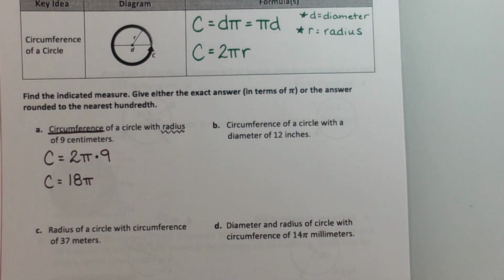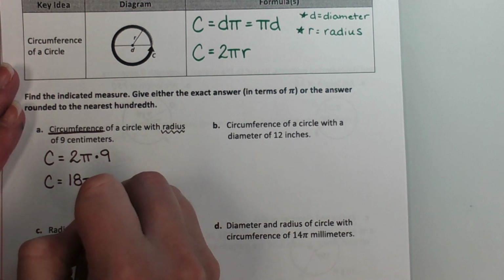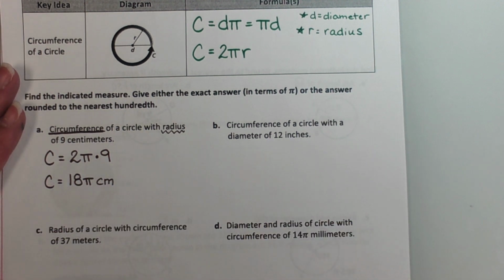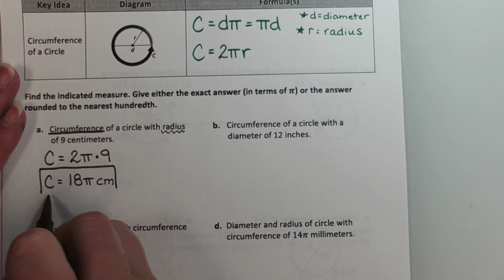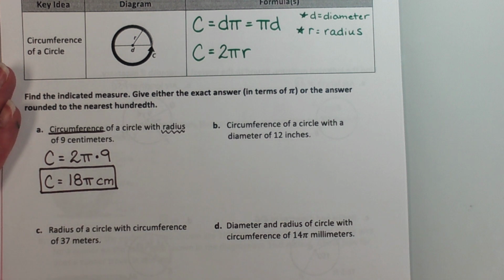Circumference is going to have what kind of units on it? Centimeters. It's a measure of a length around a circle, but it is a length or a distance. So 18 pi centimeters would be the exact version of the answer.